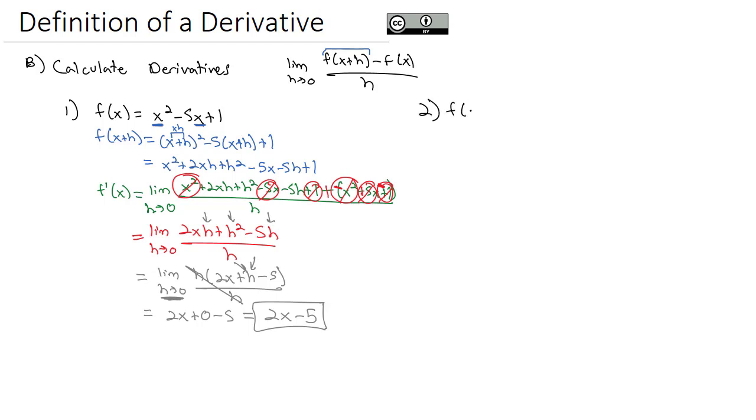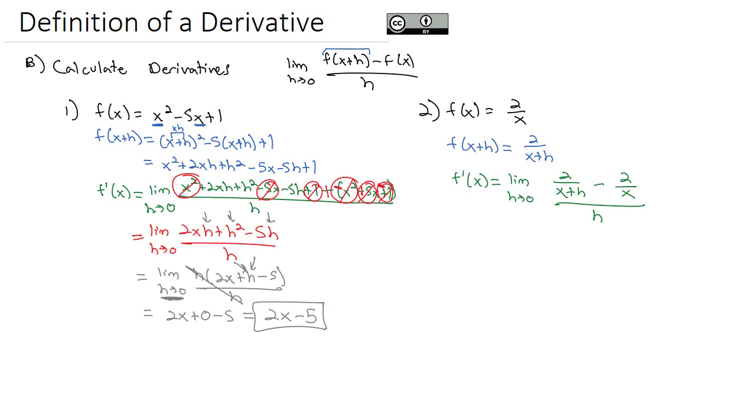Let's try f of x equals 2 over x. In that case, the f of x plus h is going to be 2 over x plus h. So when I plug it into my limit formula for the derivative, it is equal to the limit as h goes to 0 of the f of x plus h, which is 2 over x plus h, minus the f of x, which is 2 over x, all over h.